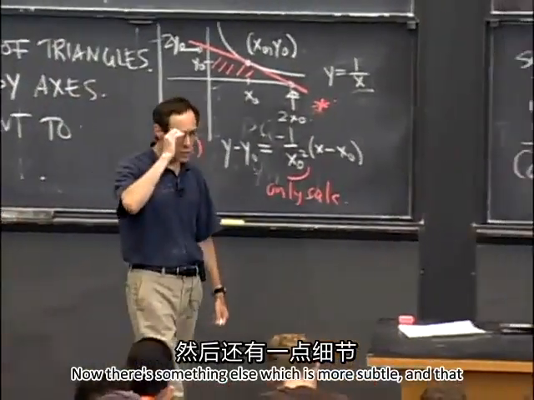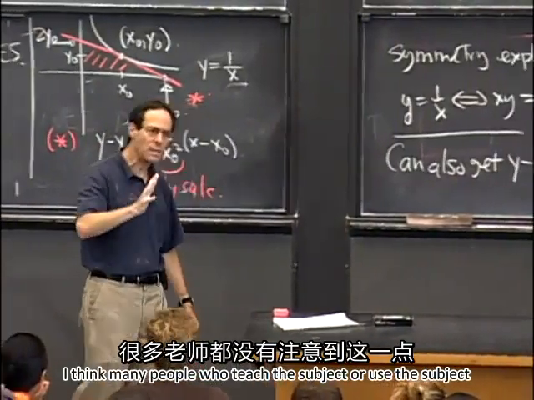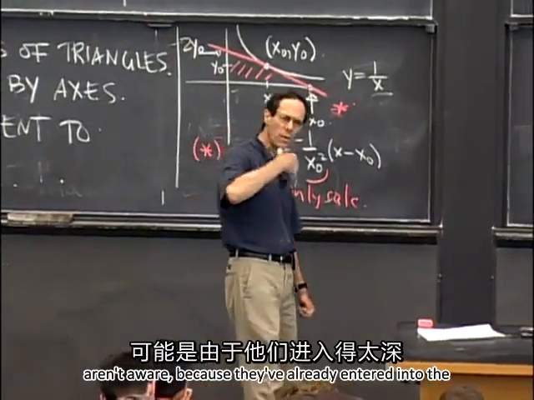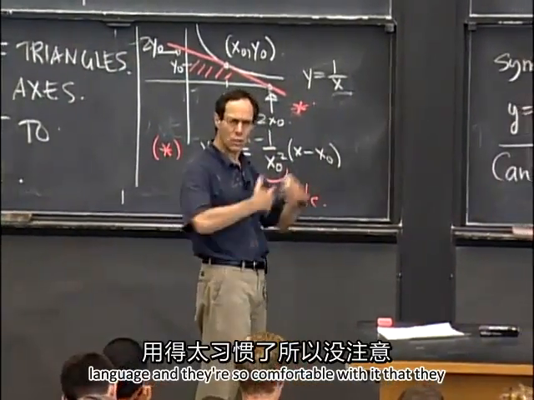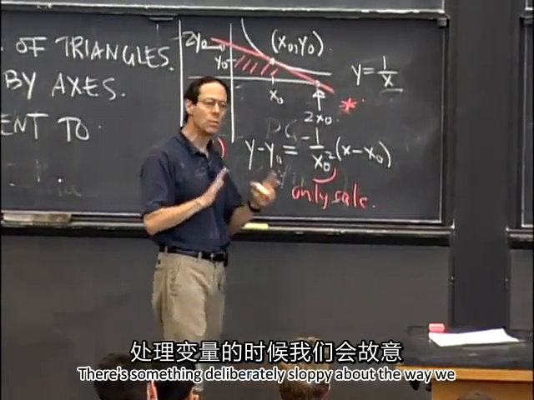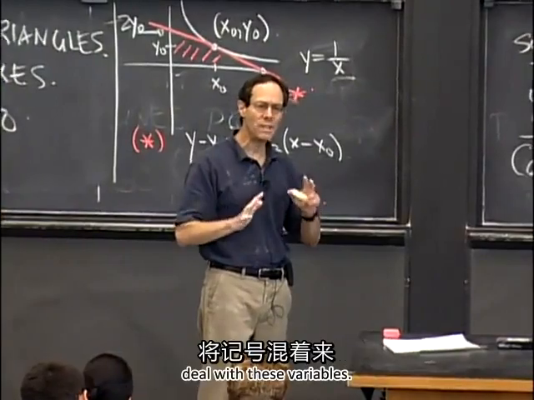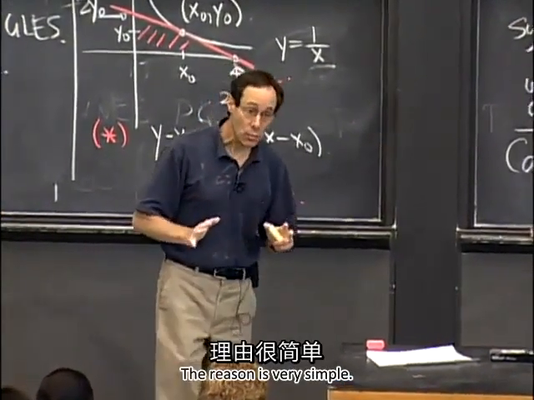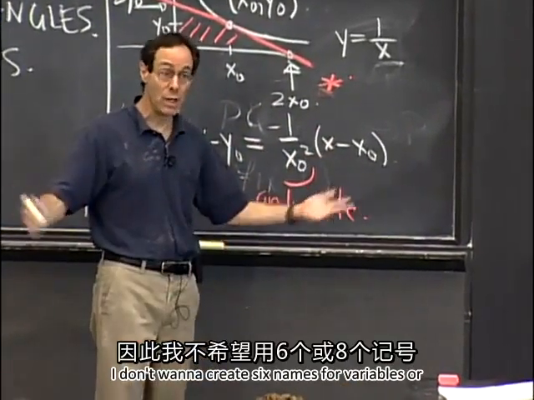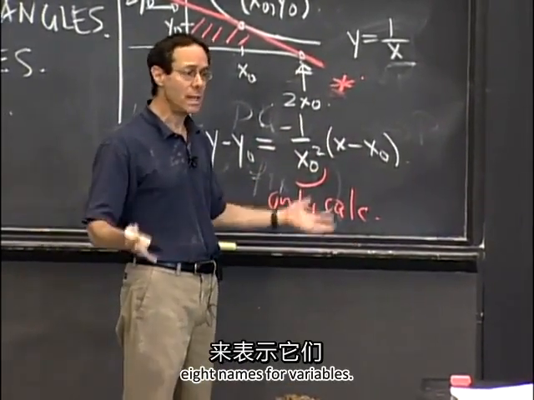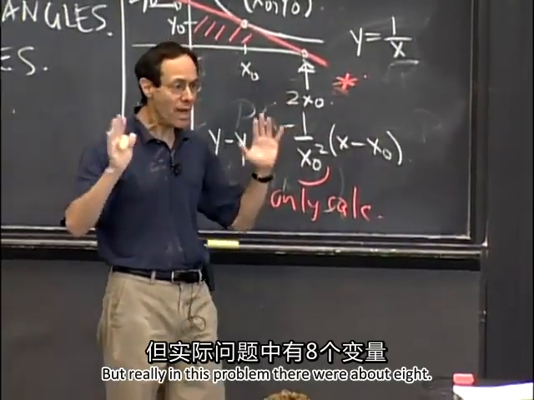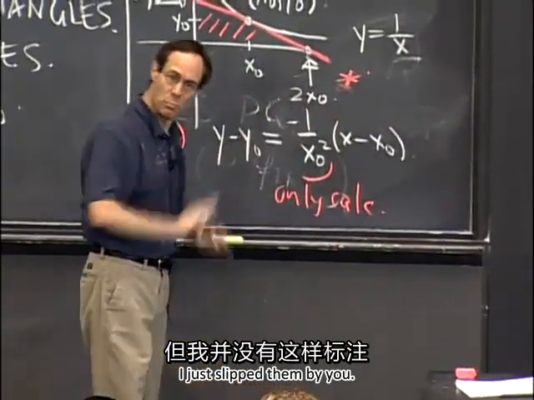Now, there's something else which is more subtle, and that I think many people who teach the subject or use the subject aren't aware of, because they've already entered into the language, and they're so comfortable with it that they don't even notice this confusion. There's something deliberately sloppy about the way we deal with these variables. The reason is very simple. There are already 4 variables here. I don't want to create 6 names for variables or 8 names for variables. But really in this problem, there were about 8. I just slipped them by you.